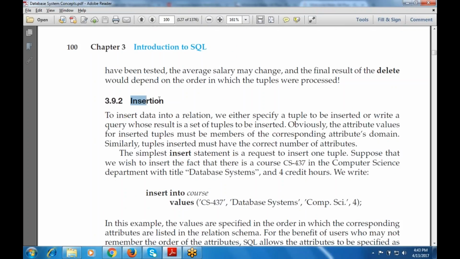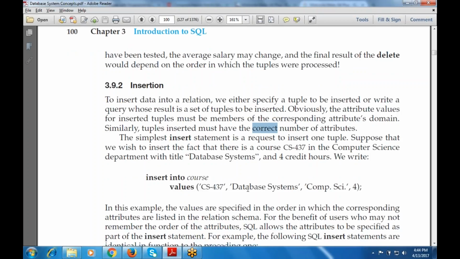The next one is insertion, to insert data into a relation. We either specify a tuple to be inserted or write a query whose result is the set of tuples to be inserted. So we use the insert statement to make a request to insert one tuple: insert into course values ('CS-437', 'Database Systems', 'Comp. Sci.', 4).